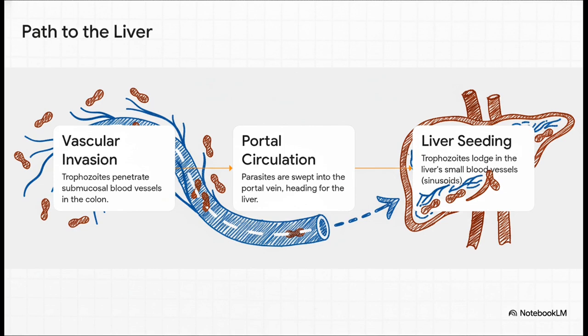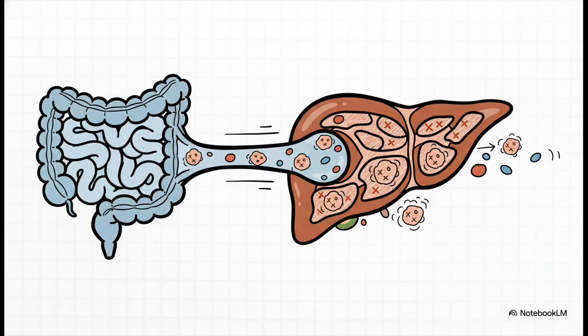You can think of this huge network of veins as a superhighway, pulling all the blood from the gut and funneling it directly into the liver. The parasites just hitch a ride, eventually getting stuck in the liver's tiny blood vessels, the sinusoids, and that's where they set up shop. And when you think about it, this makes total sense, right? The liver's whole job is to filter everything that comes from our intestines, and unfortunately, that includes these parasites. This very function is what makes it so vulnerable, and by far the most common place for E. histolytica to land once it goes systemic.